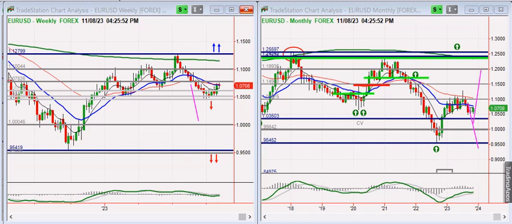Everybody, this is the top-down analysis for the Forex market for the month of November. So let's have a look here now at the higher time frames, monthly and weekly. This is the euro dollar. With the euro dollar, it actually happened what we thought it would do.